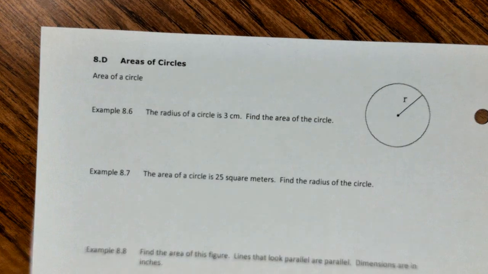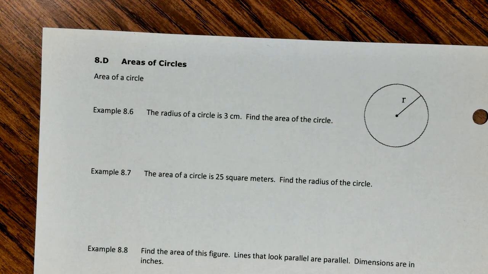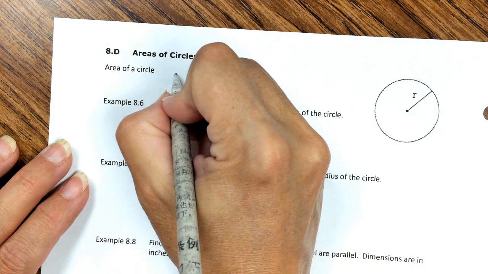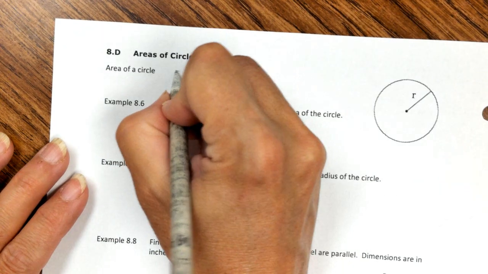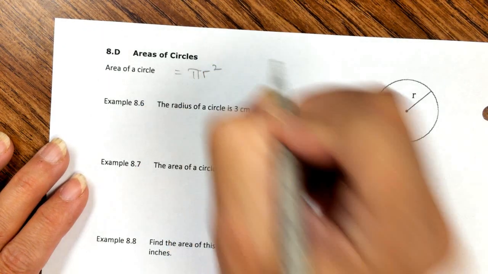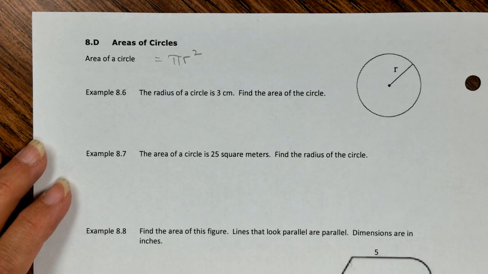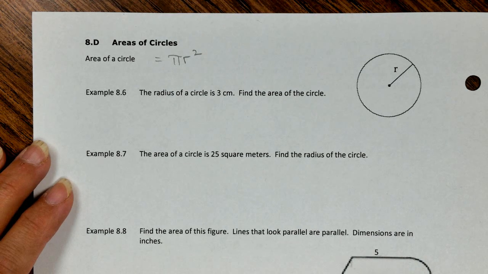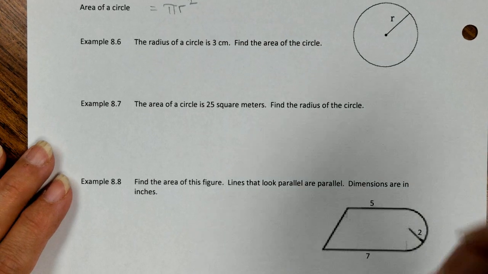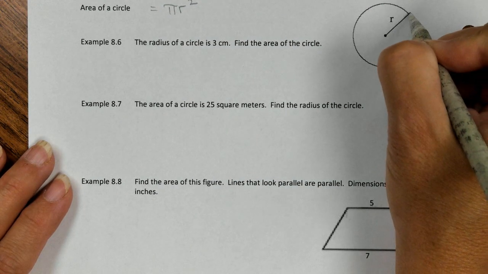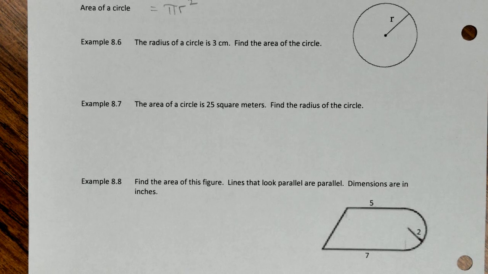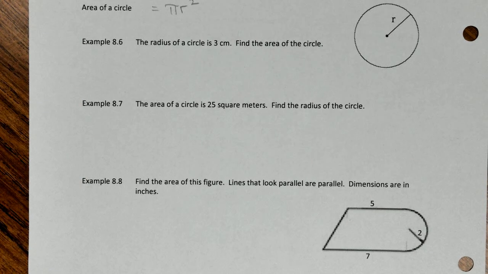All right, moving on to circles. Area of a circle. This also is on your formula paper, but it is pi r squared. You need to know the radius, and then you can get the area of the circle. Radius, of course, being from the center to any point on the circle. Example 6, the radius of a circle is 3 centimeters. Find the area.